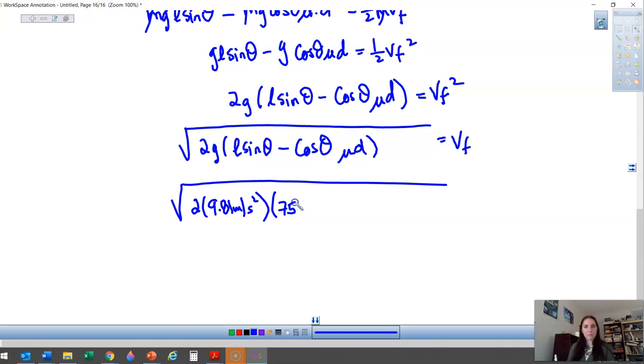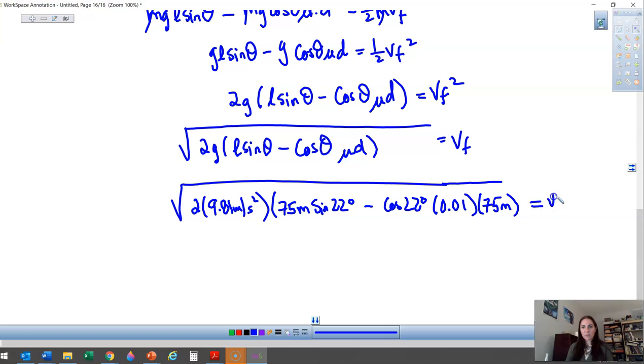L is 75, sine of 22, cosine 22. Mu was 0.01, I think, and I'll double check that. Now d is the same thing. It went 75 meters. Sloppy. If I made this the same variable, I could have pulled that out too. It's okay. I'll let it go. No, I won't. So technically I could have written it like this.